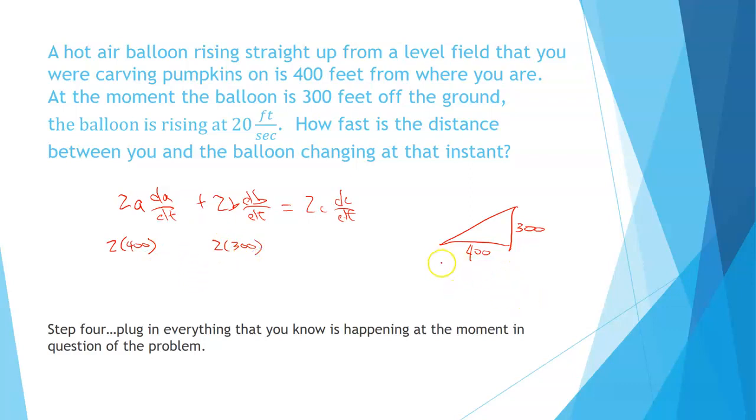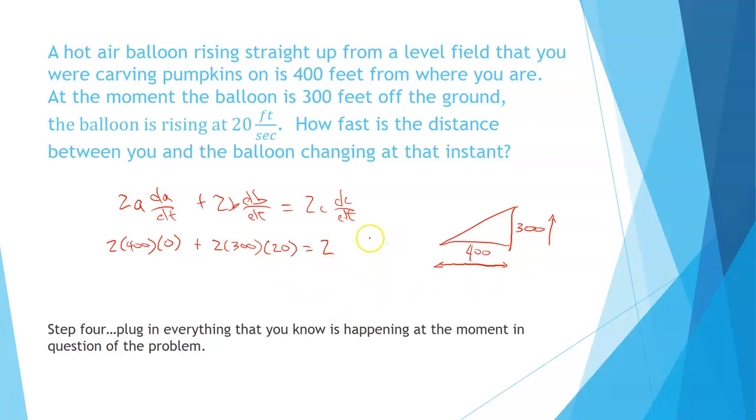If you think about it, this distance is like a static distance. It's not getting bigger or smaller, so dA/dt represents the rate of change of the line of A. It's not changing at all, so I would call that 0. And then dB/dt is how fast B is changing. That would be the same as the rate at which the balloon is rising. So I would put 20 in there.